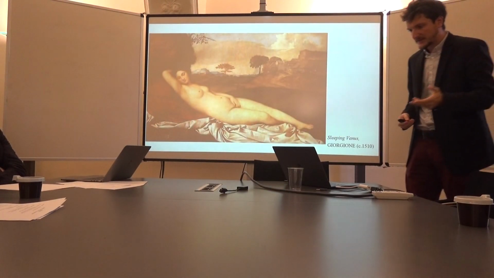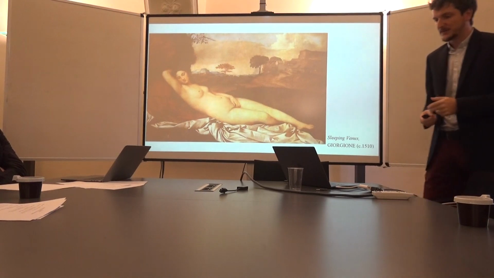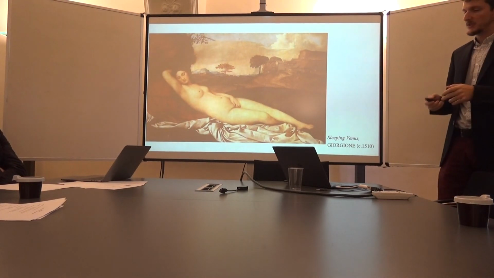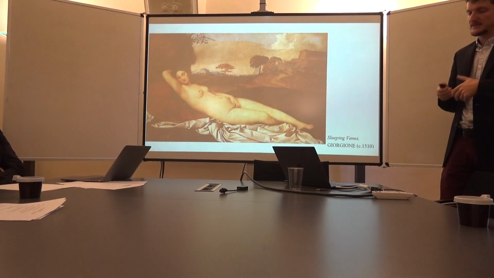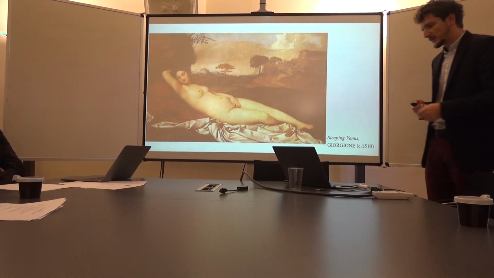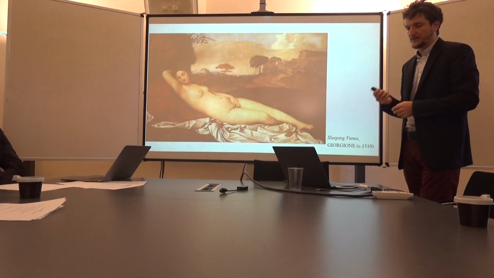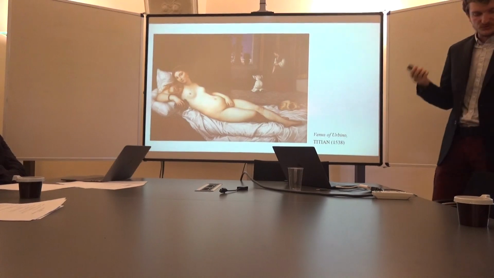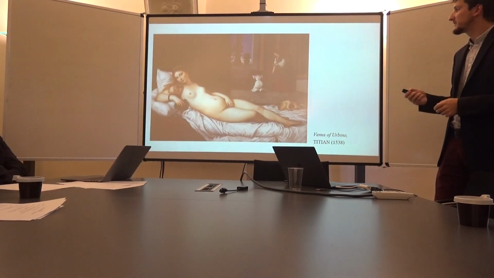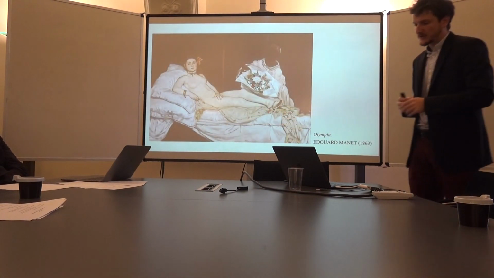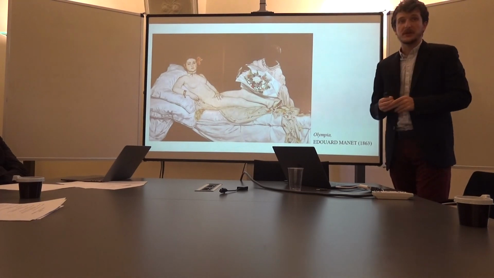So this one that probably everybody knows by now, the Sleeping Venus by Giorgione, and how it has impacted and influenced a lot of following representations, the Titian one, of course, and then a couple of centuries after, the Olympia by Edouard Manet.